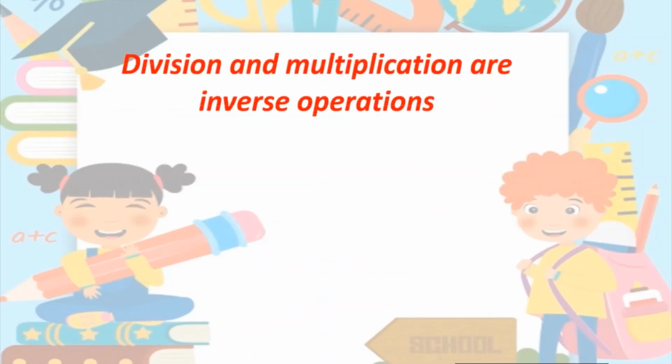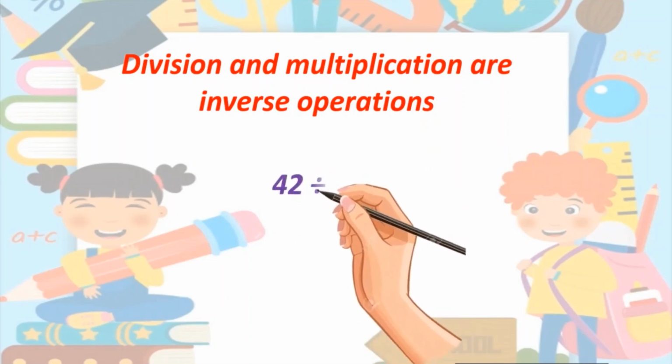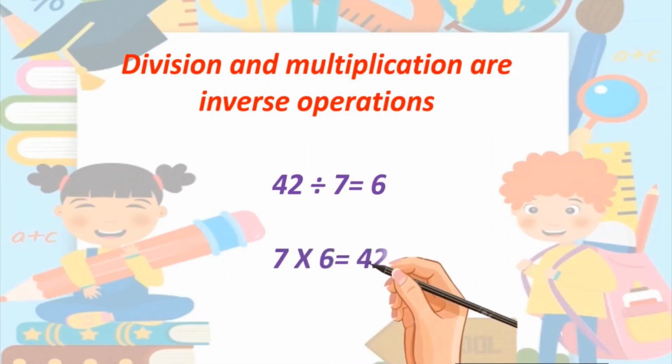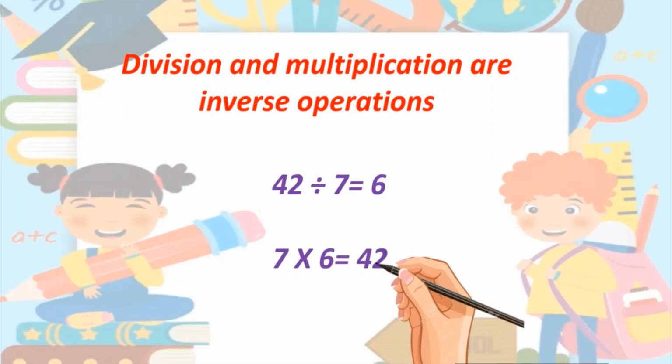Next is division and multiplication are inverse operations. Suppose we have a number 42 divided by 7. The answer is 6. So, when we multiply 7 by 6, we get 42.